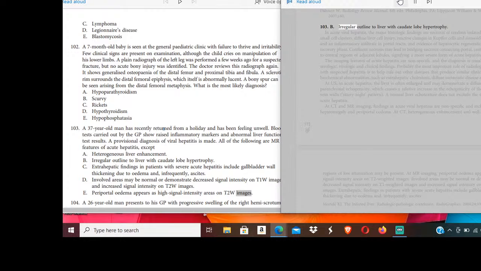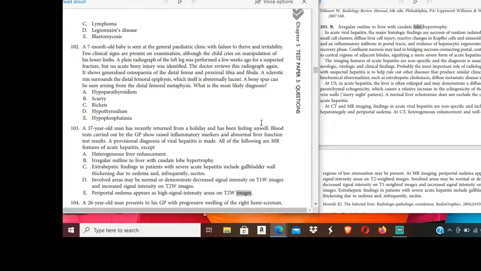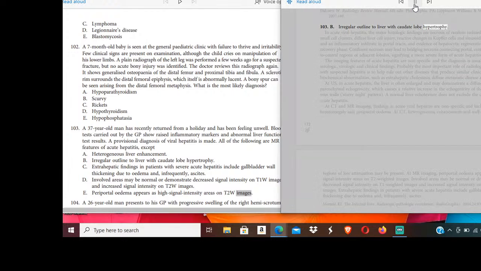103, B. Irregular outline to liver with caudate lobe hypertrophy. In acute viral hepatitis, the major histologic findings are necrosis of random isolated liver cells or small cell clusters, diffuse liver cell injury, reactive changes in Kupffer cells and sinusoidal lining cells, and an inflammatory infiltrate in portal tracts, and evidence of hepatocytic regeneration during the recovery phase. Confluent necrosis may lead to bridging necrosis connecting portal, central or portal to central regions of adjacent lobules, signifying a more severe form of acute hepatitis.